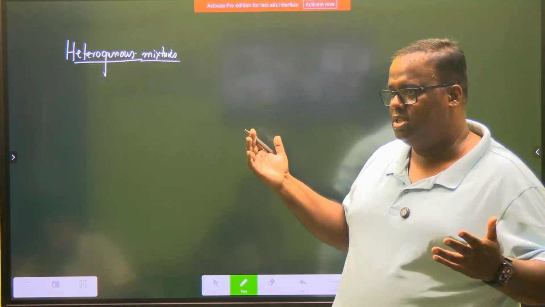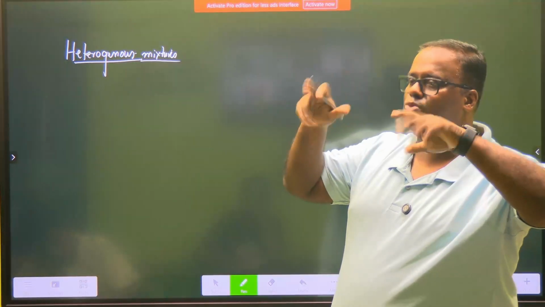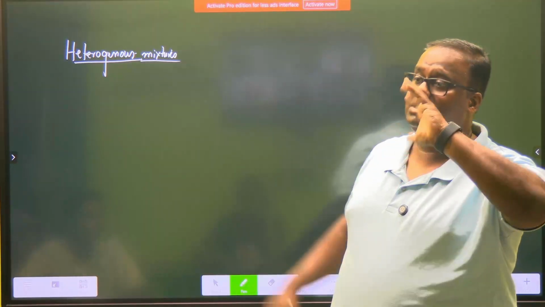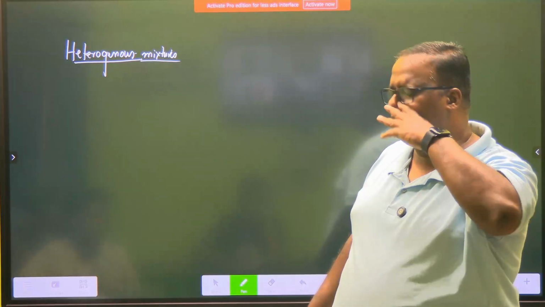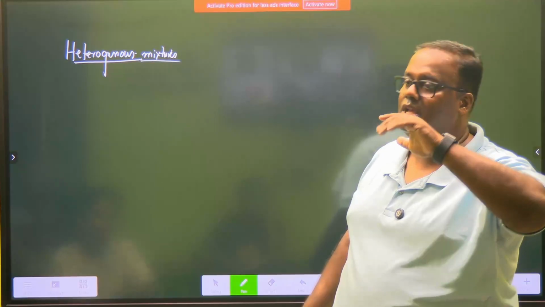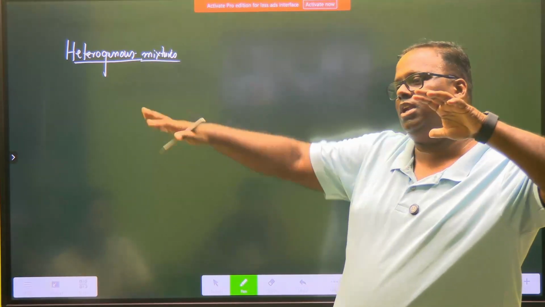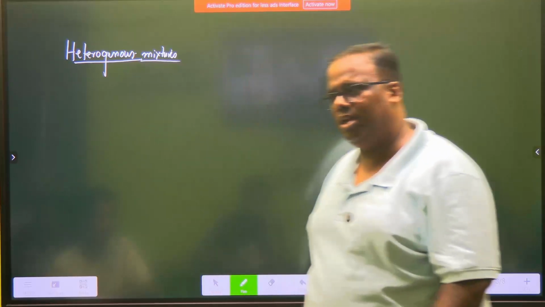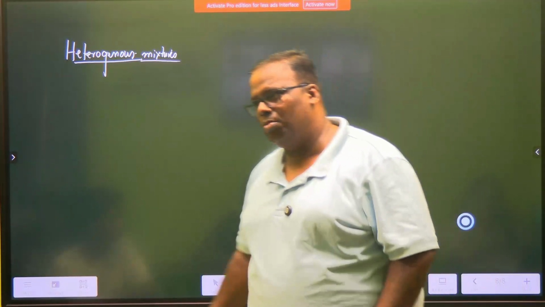In heterogeneous mixtures, two or three components will never mix with each other thoroughly. As a result, if it is, suppose, a binary heterogeneous mixture, one component will be spread over another either in the form of bubbles or in the form of particles. समझ में आ रहा है ना? So shall we talk about heterogeneous mixtures?